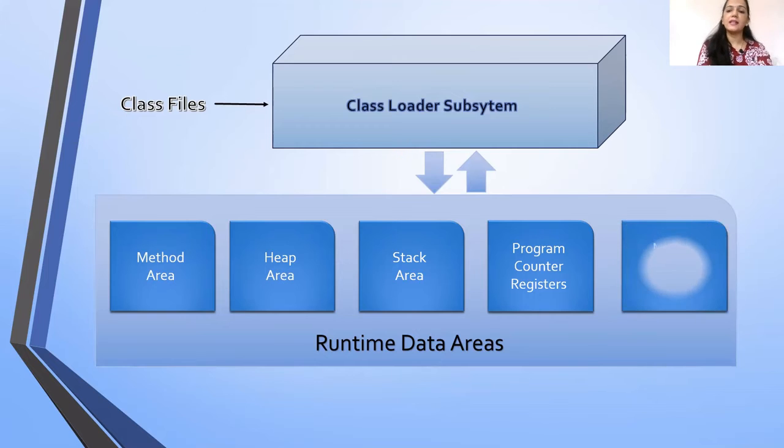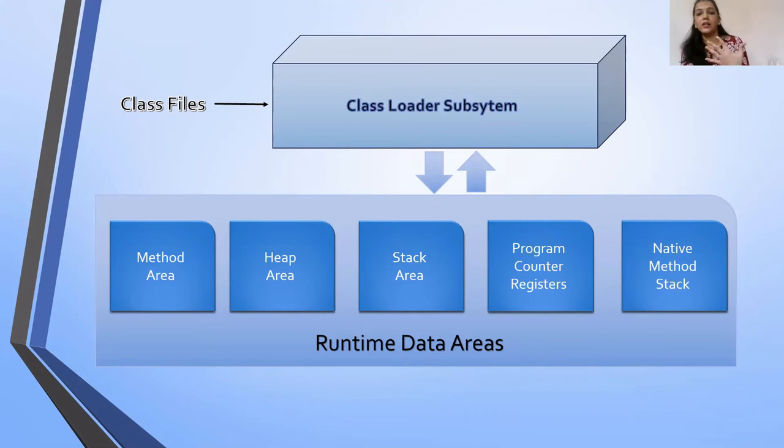The fifth and the last memory area is the native method stack. So a separate stack frame is created for every thread in this area. So this is about the different memory areas where your .class file will be loaded by the class loader.